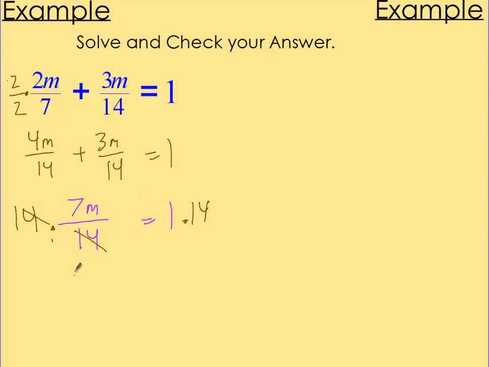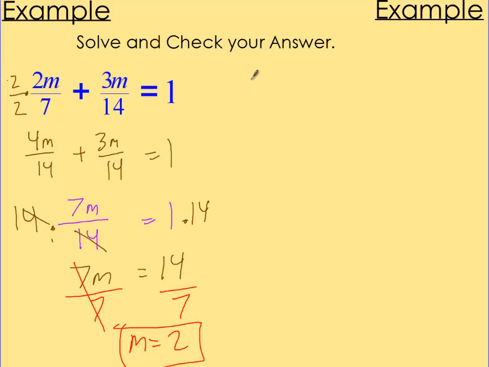These 14s will cancel. I'm left with 7m equals 1 times 14 is 14. And I got to isolate that m, so I divide by 7 on both sides. And that leaves me with m equals 14 divided by 7 is 2. Let's check our answer. So what I'm going to get, 2 times 2 over 7 plus 3 times 2 over 14 equals 1. So 2 times 2 is going to be 4 sevenths, and 3 times 2 is 6 14ths equals 1.